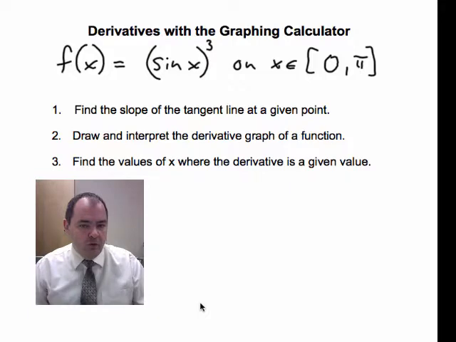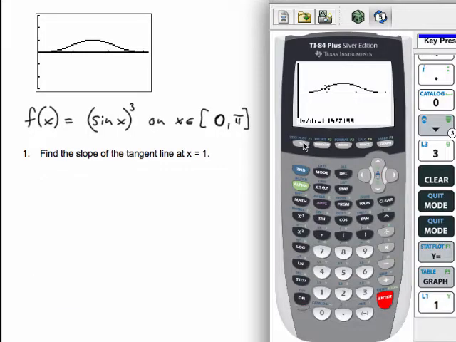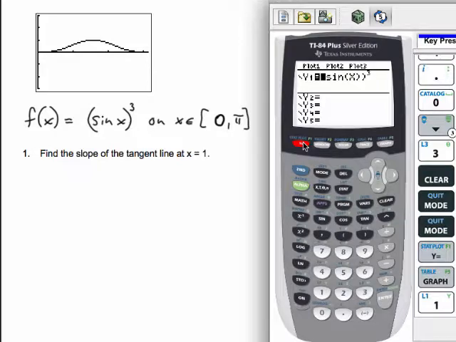X is in radian mode, by the way, and we're going to look at the function on the interval 0 to pi. And we're going to want to do these three things. Find the slope of the tangent line, draw the derivative graph, and go in reverse and find the values of x at which a given derivative value occurs. Just to show you how we've entered that function, under y equals, it's sine x, all in brackets, cubed.